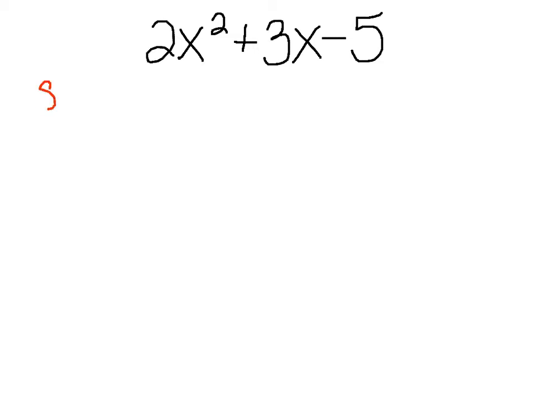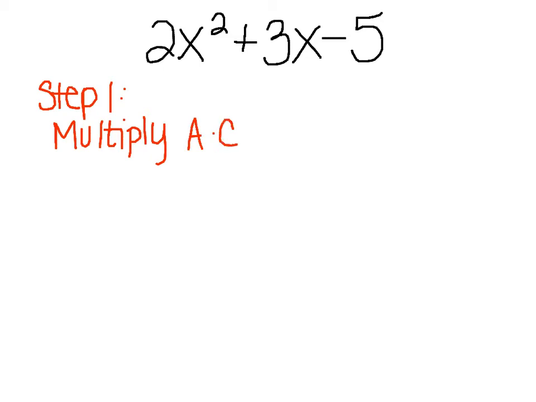So step 1, you're going to multiply a times c. Remember, this is my a, this is my b, this is my c. So a times c is going to equal 2 times negative 5, which is negative 10.